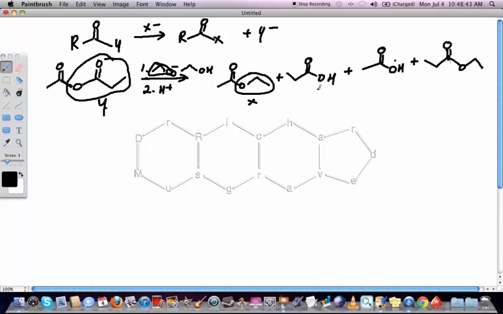And this would be your Y minus, which will be turned into YH by the second step, H plus. So initially it would be Y negative, but then we'll turn into YH. And you can see how that's going to work out. Alright, then we can use the other attack on the other C double bond O, that will give us our other set of products. So let's take a look at the mechanism.